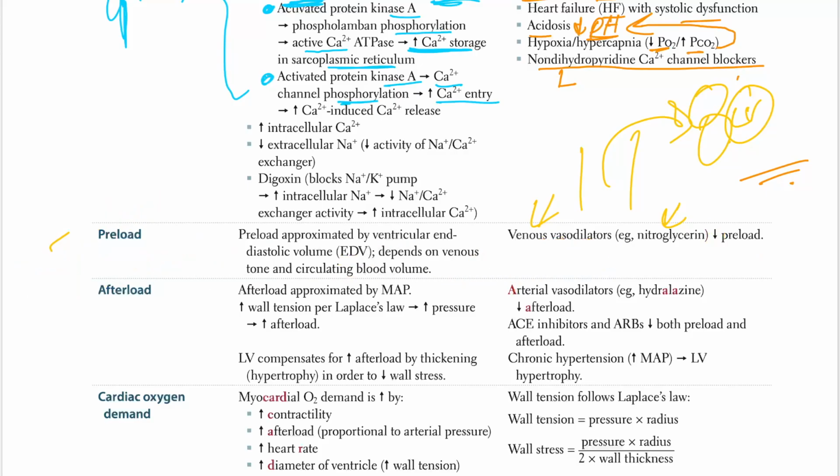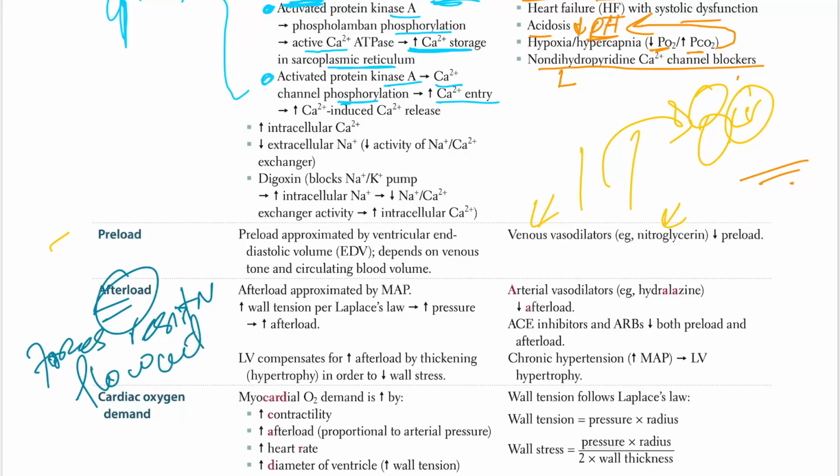Okay, looking at the next one, what do we have? That's the afterload. Afterload is the forces resisting flow out of the left ventricle. So the afterload is approximated by MAP, mean arterial pressure. If you increase the wall tension per Laplace law, you will increase the pressure. When you increase the pressure, you're causing an increase in afterload, right?